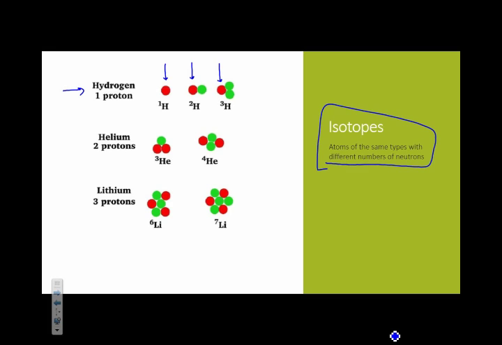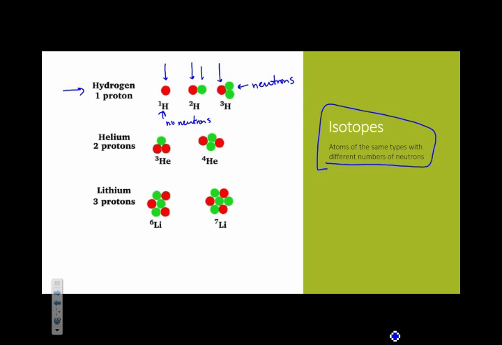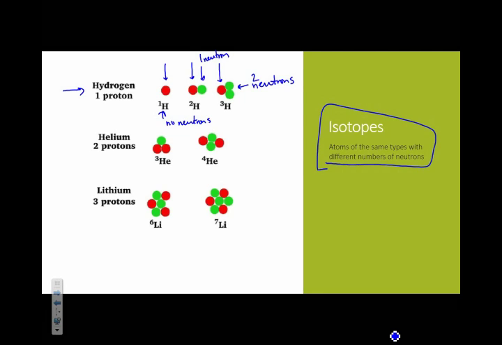All of these atoms that we're looking at have one proton, so they are all hydrogen. The green balls are neutrons. And so what we see here is that we have one atom with no neutrons, one atom with one neutron, and one atom with two neutrons.